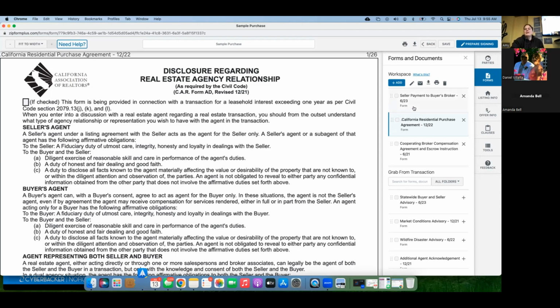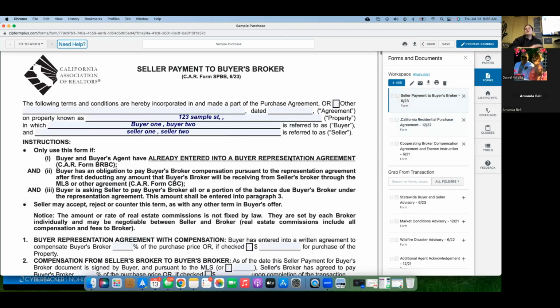Okay, if we were going to negotiate directly with the seller for that, instead of negotiating as a closing cost, we can say, hey seller, stop being a tightwad and pay a normal commission, right? Whatever that might be, and whatever you've negotiated with your buyer. So the following terms and conditions are hereby incorporated and made part of the purchase agreement, right? And then you put the date, property known as, address, buyer, seller's name, and then we have the instructions, right?